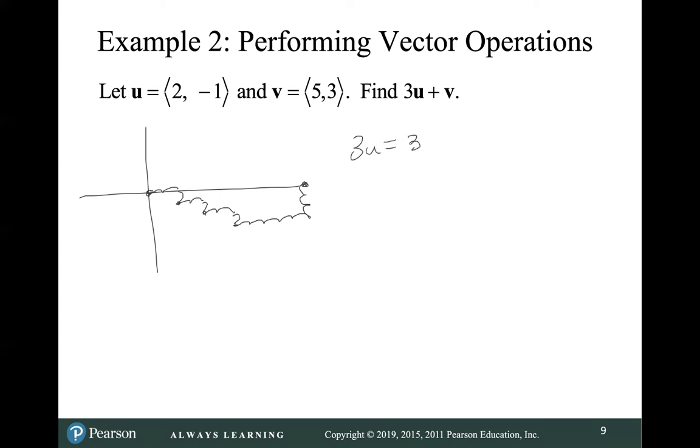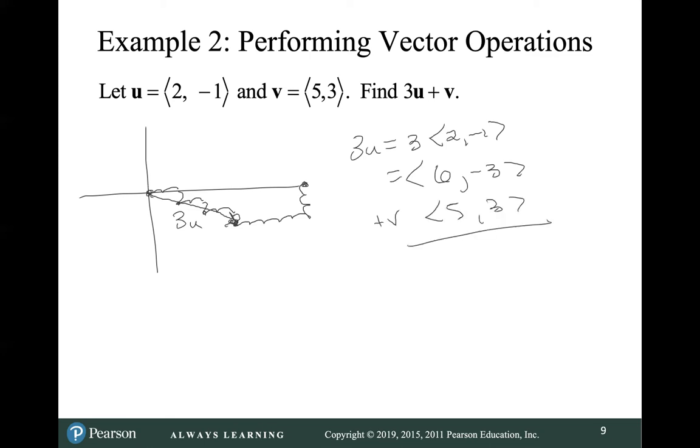3u is 3 times (2, -1). 3 times 2 is 6. 3 times -1 is -3. Notice that is what we got here. That's 3u. And then plus v is (5, 3). 6 plus 5 is 11. This is a v, and this is vector u. They're bolded, so that's why I'm drawing over them, so that we can tell that they're vectors. -3 and 3 is 0. So my final vector, 3u plus v, is (11, 0).